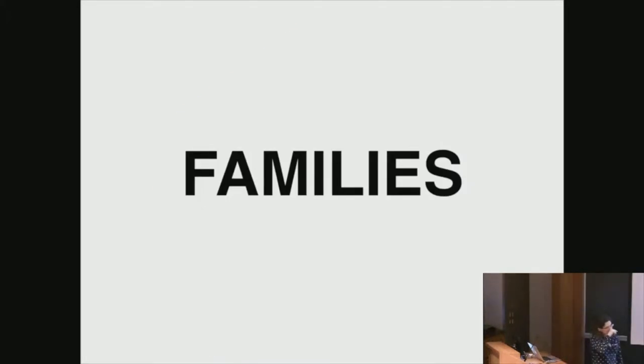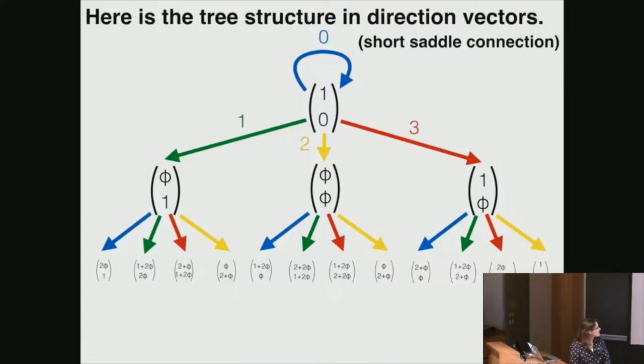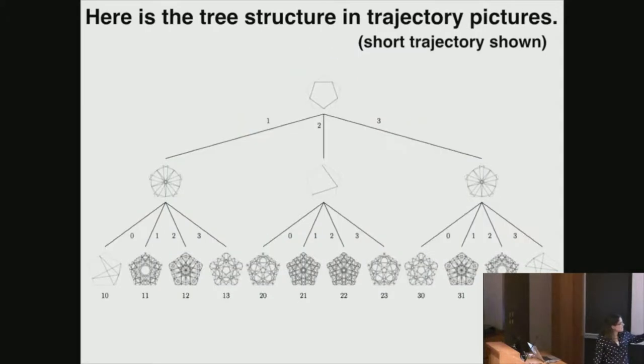Okay, and the last thing I'd like to tell you about is families. So this is a very exciting topic that I just discovered in January, and I'm very excited about it. Okay, and if you saw the teaser video at the beginning, those were families. So recall, because it's been a few minutes, that using the 4 shears, we put a tree structure on the periodic pentagon directions. This gave us a tree structure. So this tells you direction vectors, you start with (1, 0), you multiply by some matrices, you get these other things. This is okay, but it would be better with pictures.